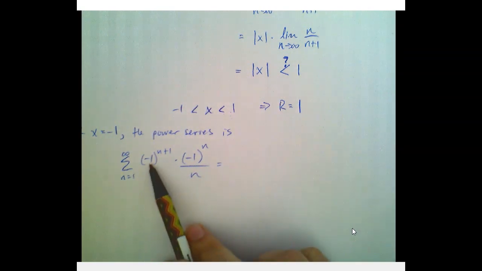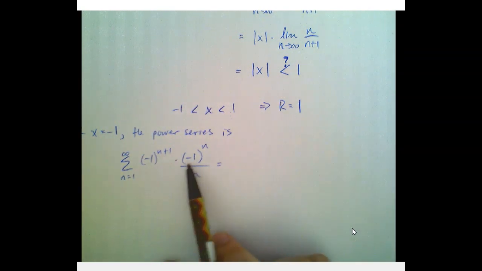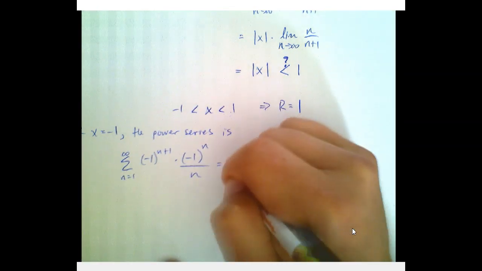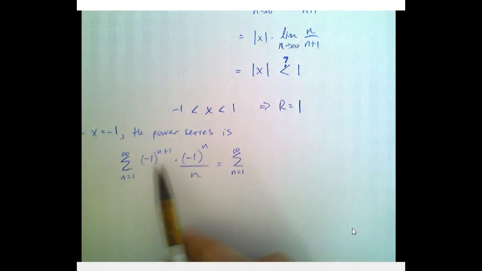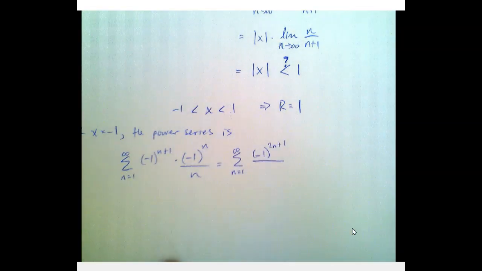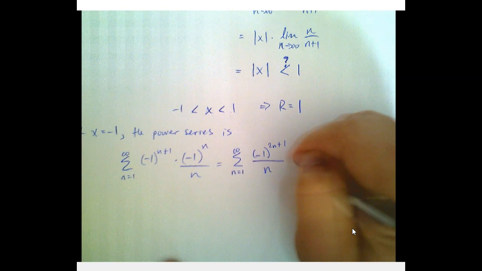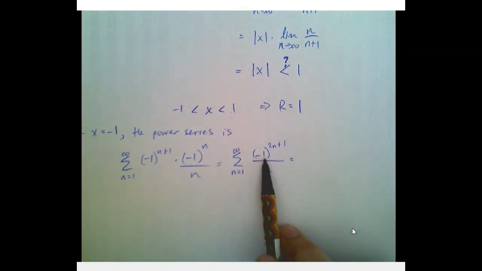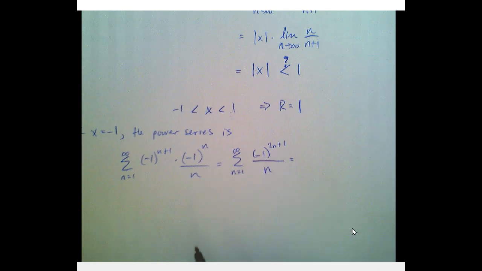All right, so we simplify here. We have n plus 1 powers of negative 1 and n powers of negative 1 here. So this is sigma n goes from 1 to infinity of, now we just add those powers, negative 1 to the 2n plus 1 over n. So let's see about this series. Does this series converge or diverge? Well, let's take a look.